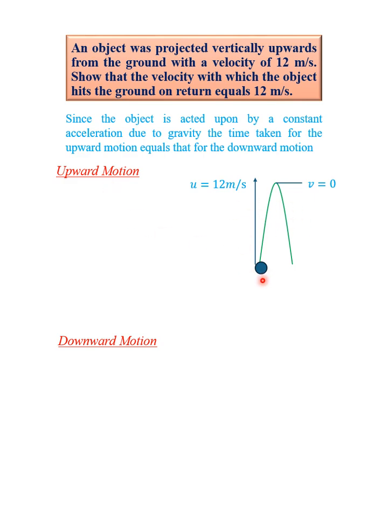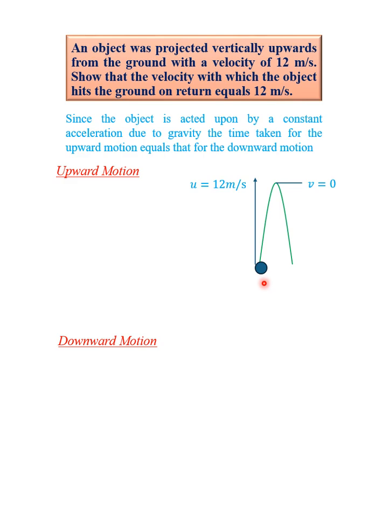The object is thrown up with an initial velocity of u equals 12 meters per second. You will agree with me that the object will not go up forever. It means it will get to a point, it will stop, and then it starts falling down. What it means is that the upward motion begins from here and ends when it stops. And then the downward motion begins from the stop till it falls to the ground. These are the two motions.